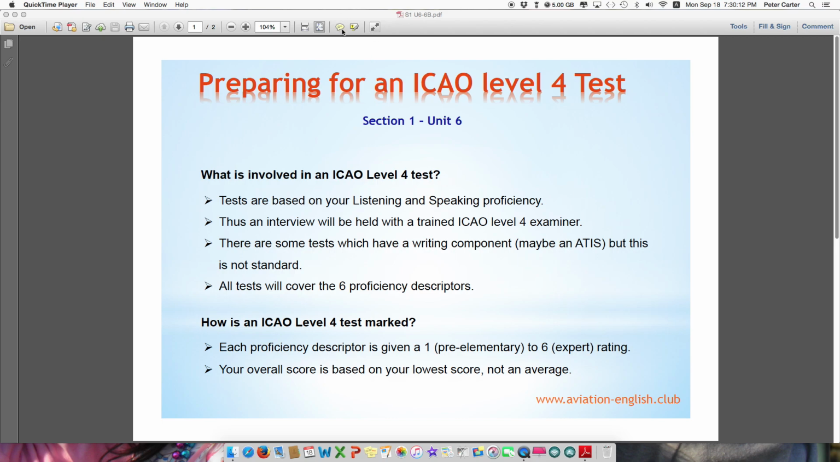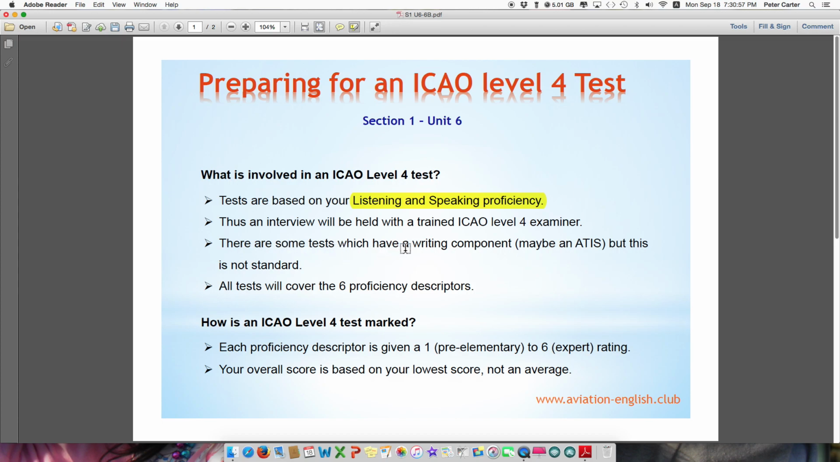Tests are based on your listening and speaking proficiency, how good you are at speaking and listening in English. Thus, an interview will be held with a trained ICAO Level 4 examiner. Now, like myself, examiners have gone through extensive training on how to look for the correct language in this test. It doesn't mean that we're examiners for TOEFL tests. We are specifically trained to test for the ICAO Level 4 or above.